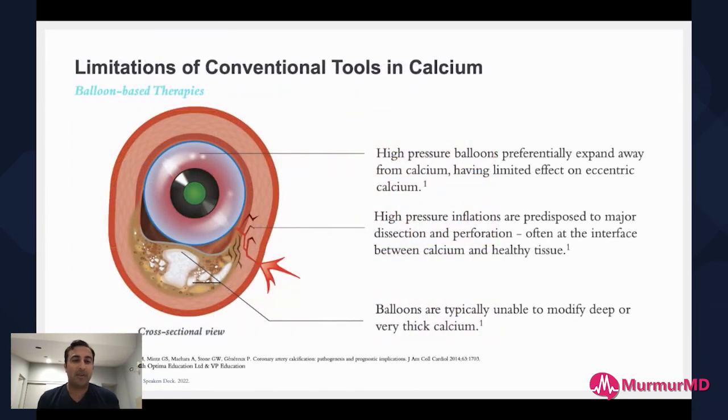There are always limitations to the current tools that we have. Standard balloons, even non-compliant balloons: where does the stress occur? The stress occurs at the junction between the calcium and the healthy tissue, and it doesn't do much to the calcium, because you end up dissecting or sometimes even perforating the junction between the calcium and the healthy tissue. That's why IVL was created, to make this portion of the vessel way more compliant and fracture those calcium plates, especially in the deep vessel.